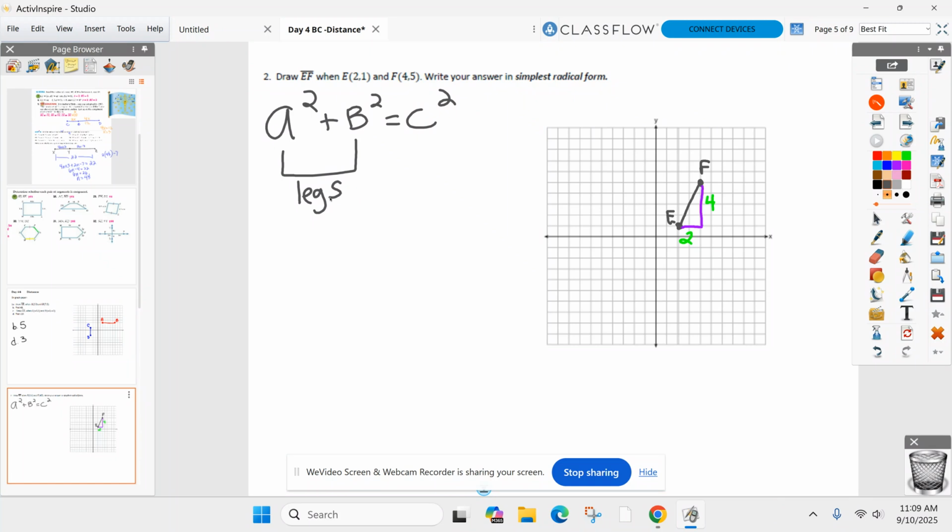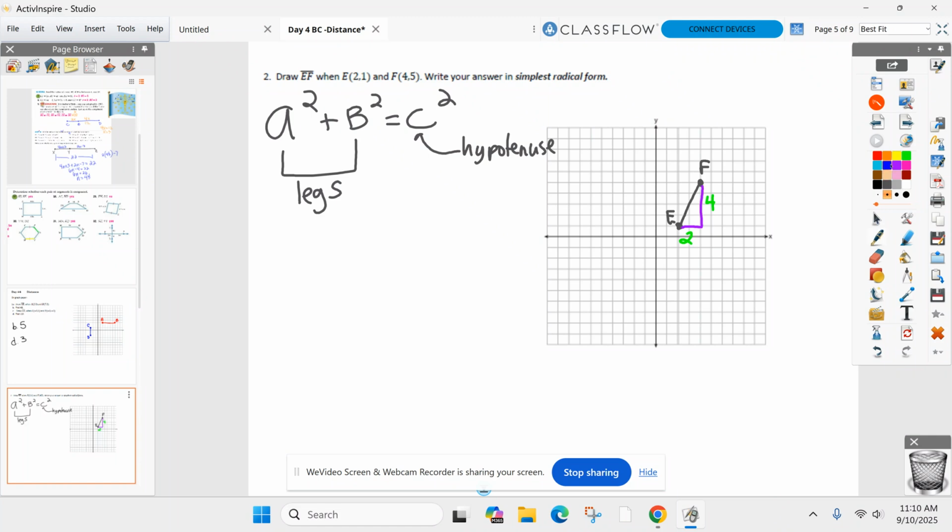Yep, that forms the right angle. That's the horizontal and vertical part. And then the part we're trying to find, our line segment, is referred to as the hypotenuse. Yep. We'll be using this a ton this year. So that's how we can find the length of the line segment, is by using Pythagorean theorem.